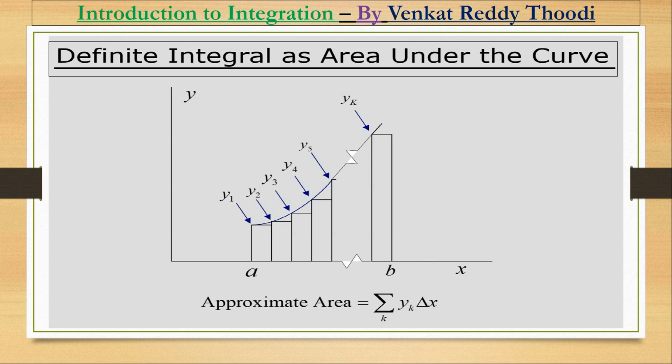As you know, the area of a rectangle is length into breadth. The area of the total figure, which we are taking from A to B, is equal to the sum of all the areas. The sum of all the areas, by the algebraic method, we can show by a sigma. Therefore, the area is approximately equal to sigma k, yk, delta x. Here k is nothing but from where to where we can take, which can be represented.